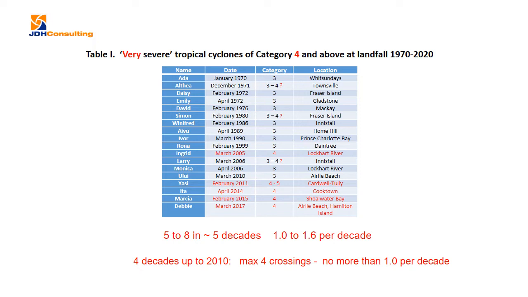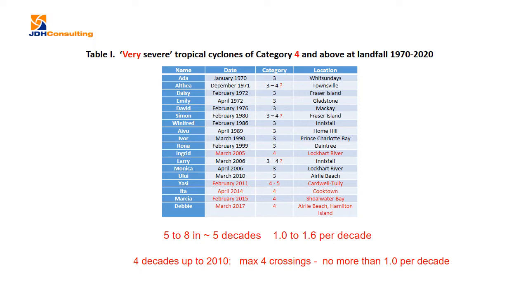Now this is the same table, but now we've highlighted in red the cyclones that have made impact with category 4 and 5 intensity. These are the ones that will do the damage, even for buildings that have been designed according to the standard 1170.2. So you see those in red there.